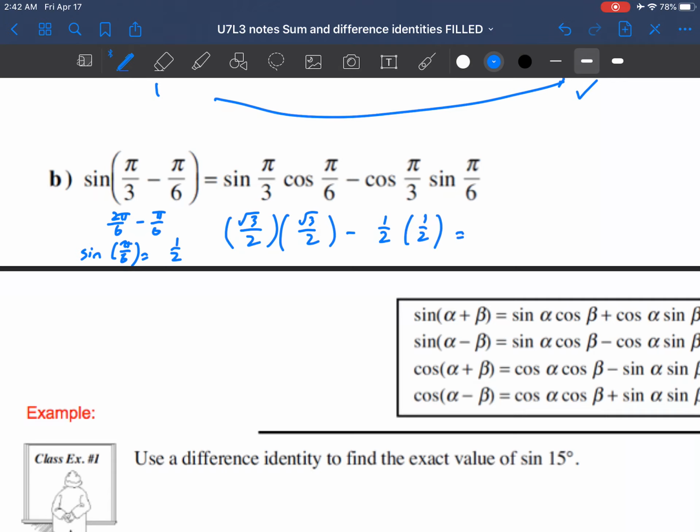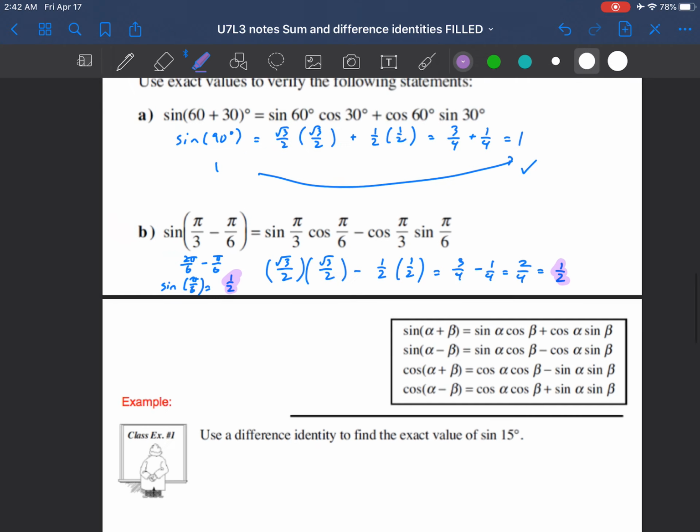So in this case, we get 3/4 minus 1/4, which is 2/4. Yikes. Okay, sorry guys. 2/4, which is a half. And again, a half, a half.